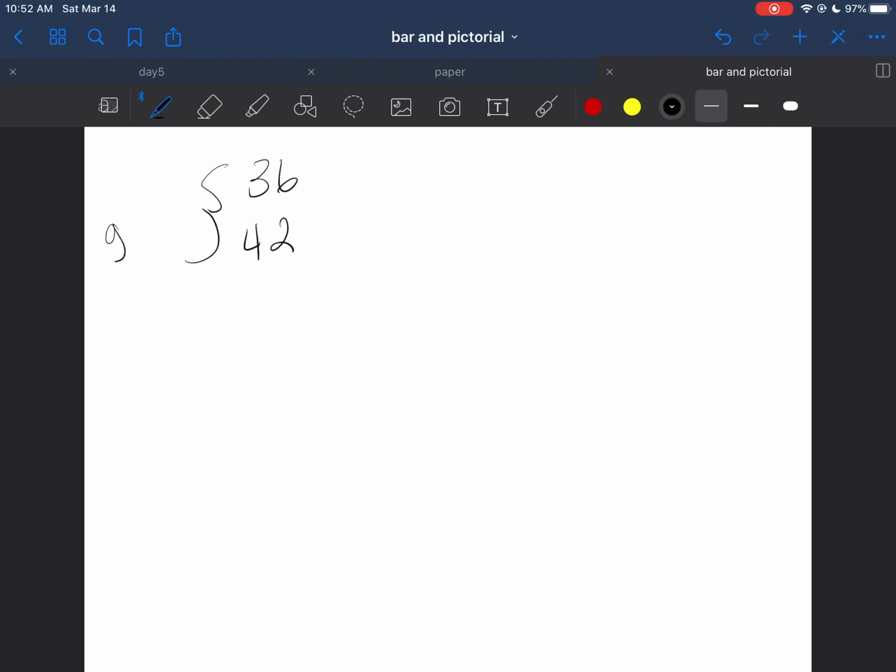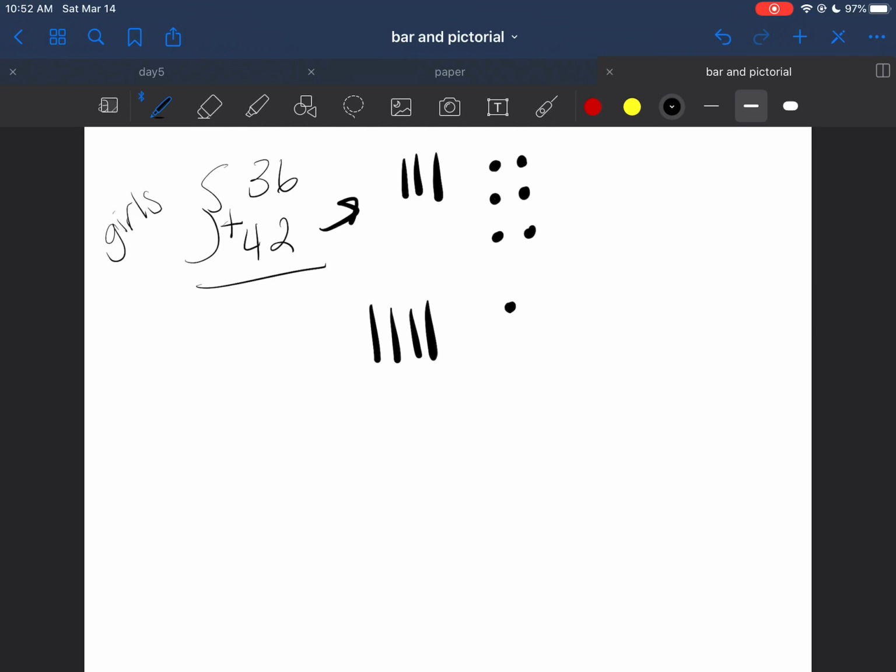So if I want to know how many fish the two girls caught, what am I going to do? Well, I'm going to put their fish together. I'm going to figure out the total. So I'm going to add. All right, I'm going to use base 10 blocks over here. 3 10s, 6 1s, 4 10s, and 2 1s.